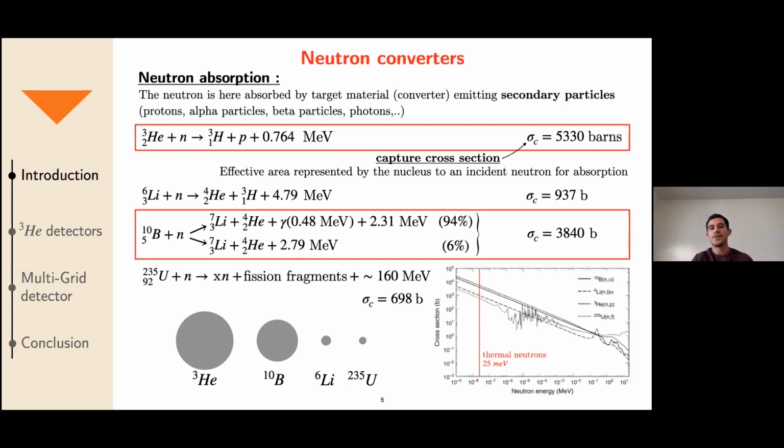We can also note that the capture cross-section, which is represented as a function of the neutron energy, varies linearly with the inverse of the neutron energy in the region of interest, for thermal neutrons, which have an energy of around 25 milli-electron volts.